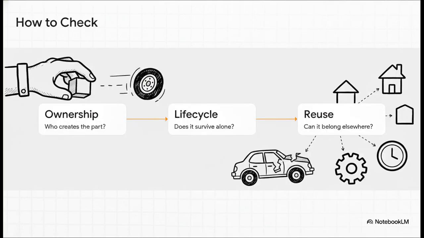To flawlessly identify the correct relationship every single time, treat this 3-step process as your ultimate checklist. Step 1, check ownership. Who creates and controls this part? Step 2, check life cycle. Does the part survive if the whole disappears? And step 3, check reuse. Can the exact same object realistically belong somewhere else in your system?